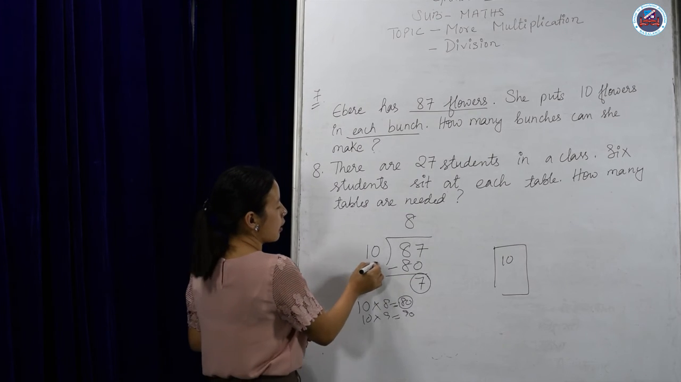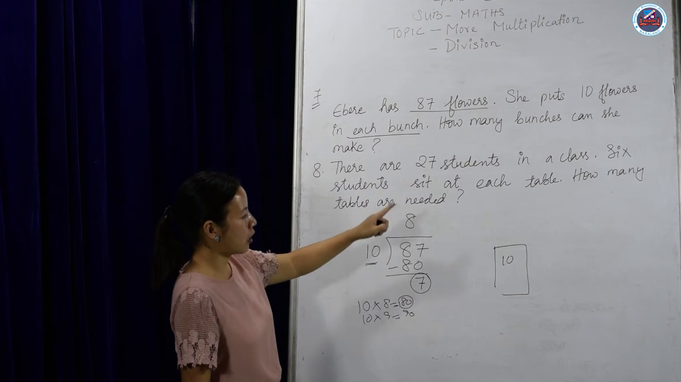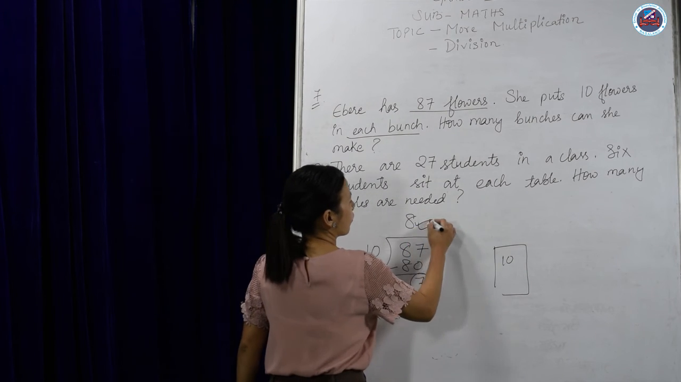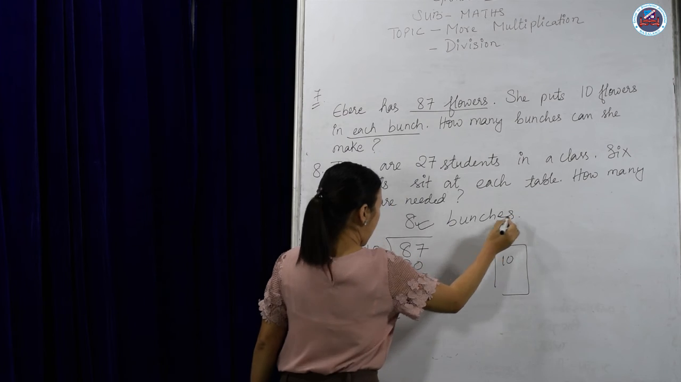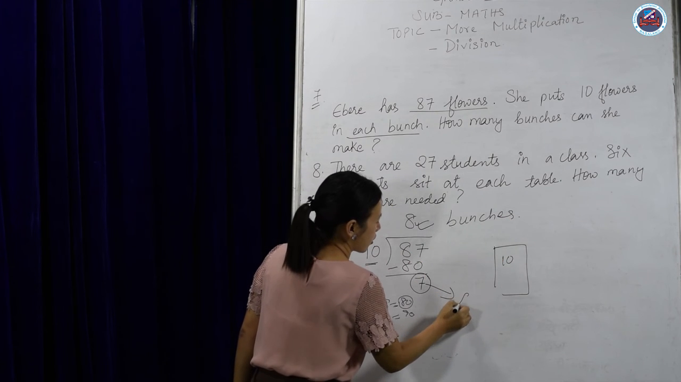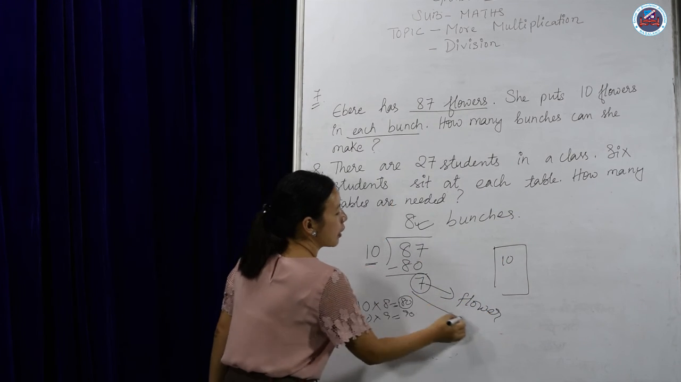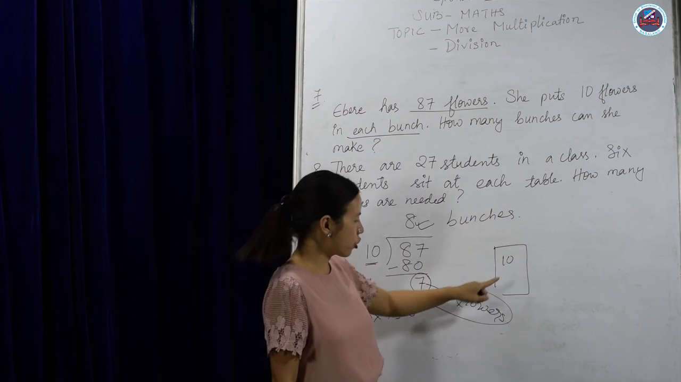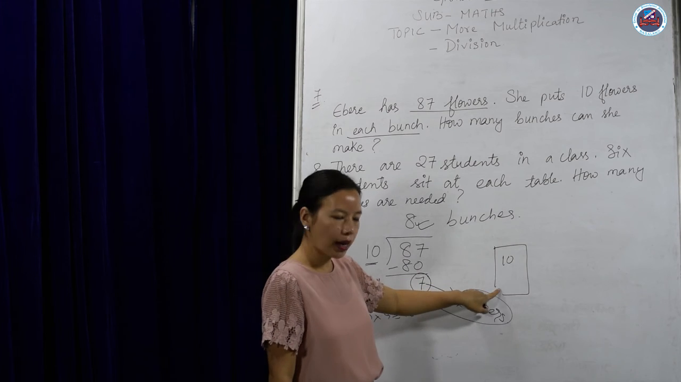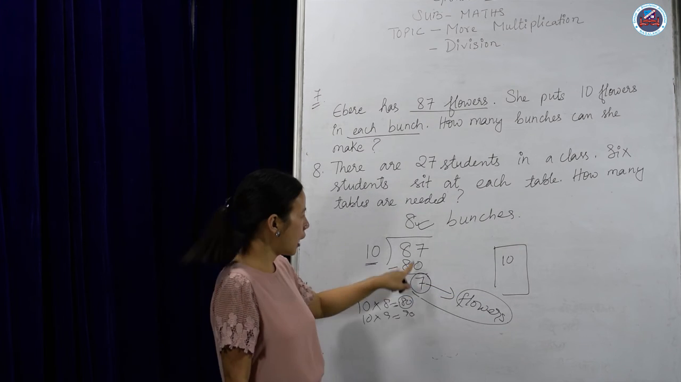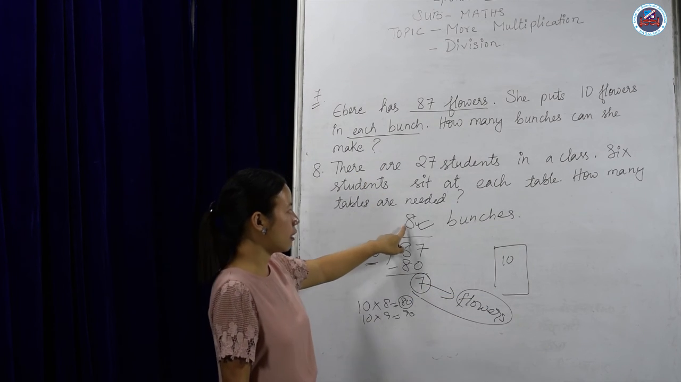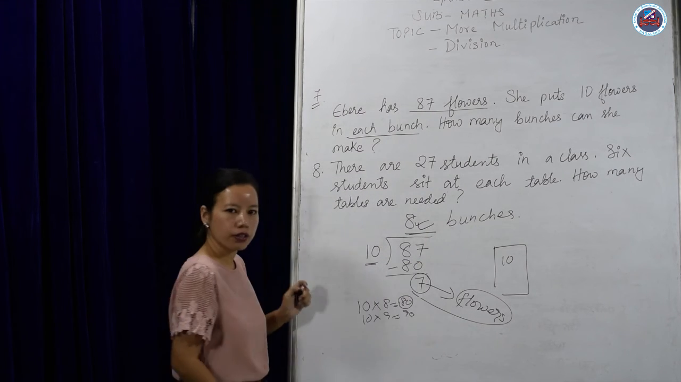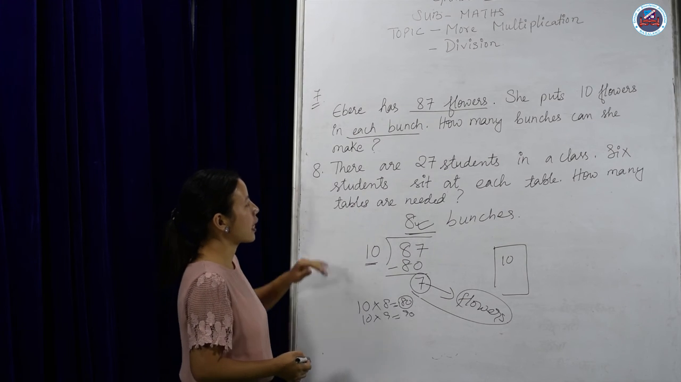So that means if I put 10 flowers in one bunch, I can make 8 bunches. And the remaining leftover is 7 flowers. I cannot make another bunch, because I need 10 flowers for one bunch, and with the 7 flowers I cannot make it, right? So these are the leftover flowers, that is 7. So that means with these 87 flowers I can make only 8 bunches. So the answer is 8 bunches. Okay? Now let's go to the next one.